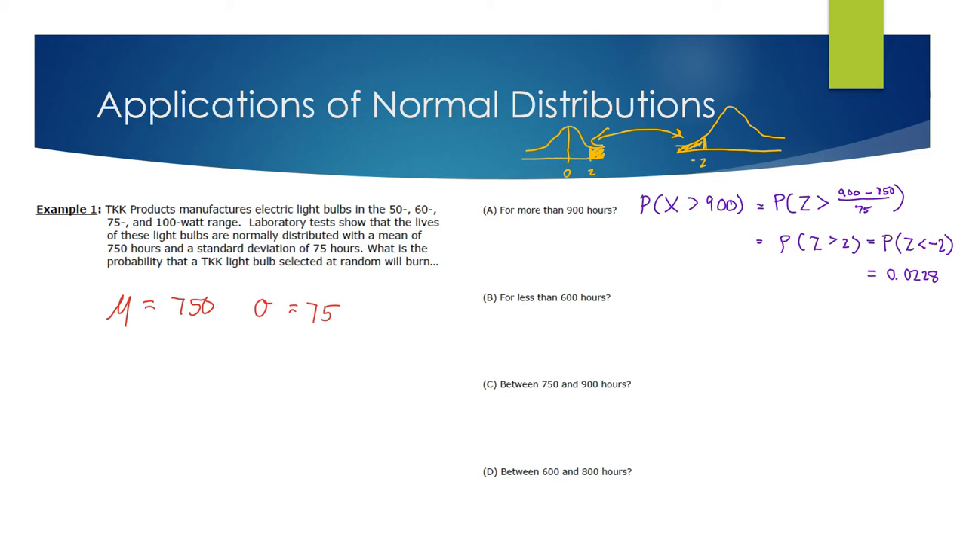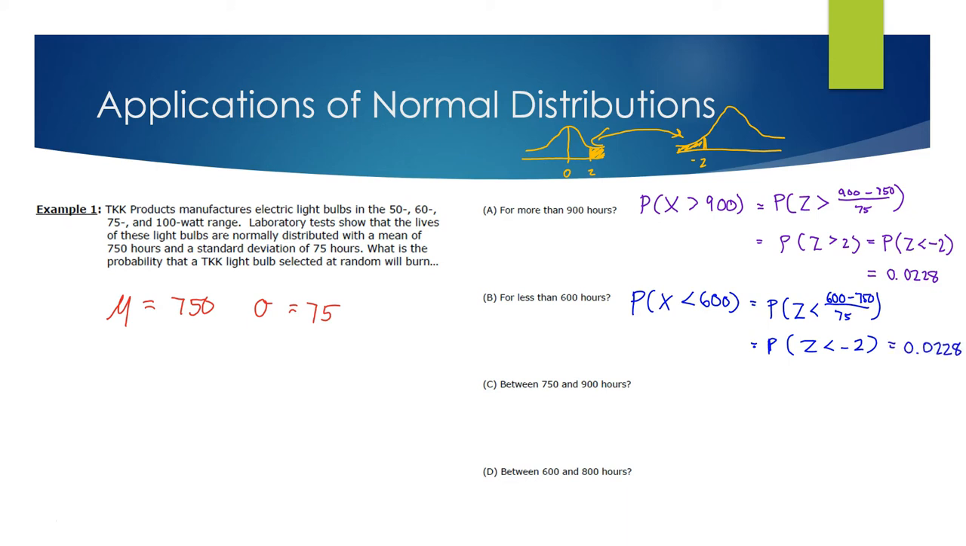For lasting less than 600 hours, well, again, I'm looking for this. So I'm going to convert it to a z-score, which means I get the probability that z is less than -2, which is kind of ironic because I already calculated that, so I expect it to be 0.0228 as well.